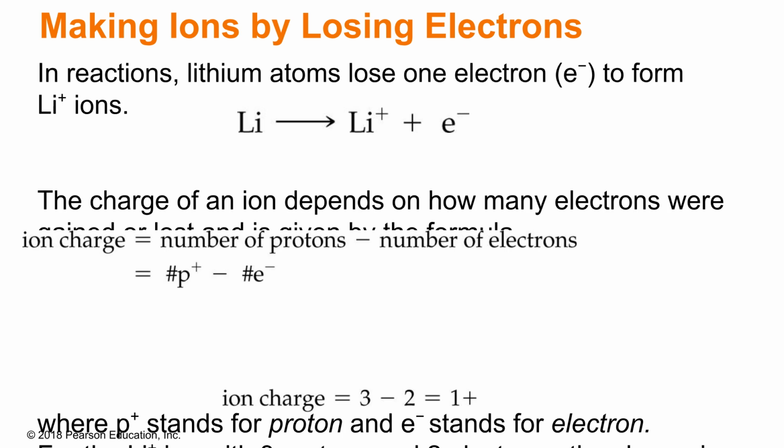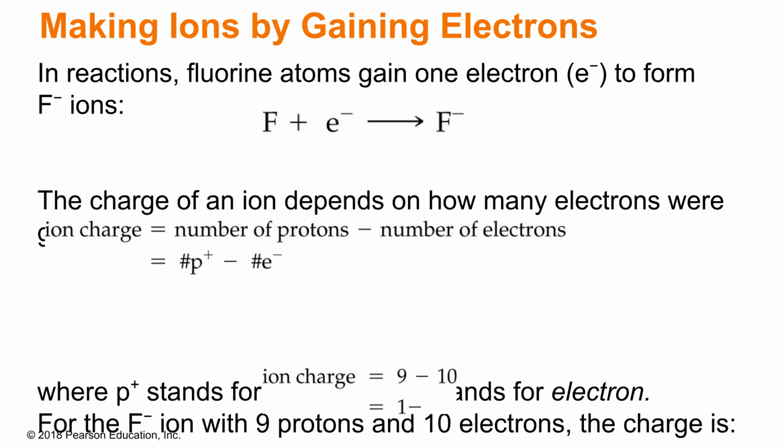Cations form when atoms lose electrons. For example, a lithium atom loses one electron to become a positively charged lithium ion, as shown by this charge calculation formula. Conversely, anions form when atoms gain electrons. A fluorine atom gains one electron to become a negatively charged fluoride ion. The charge is again determined by the balance of protons and electrons.